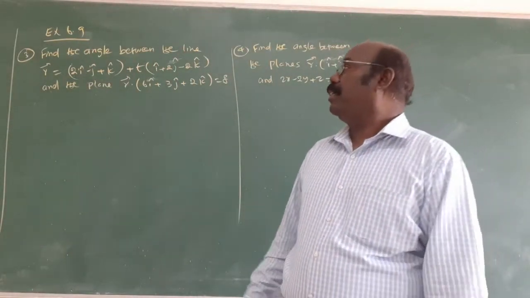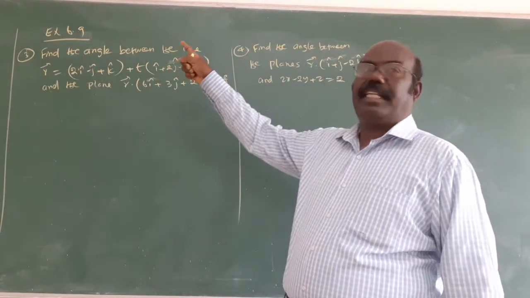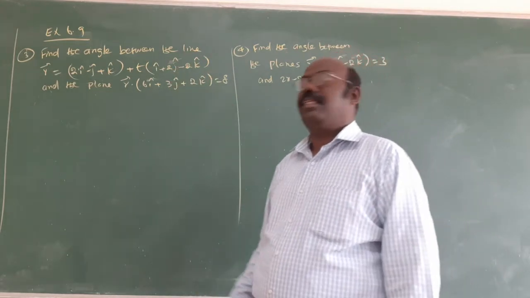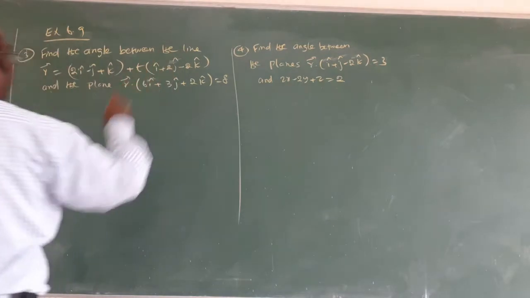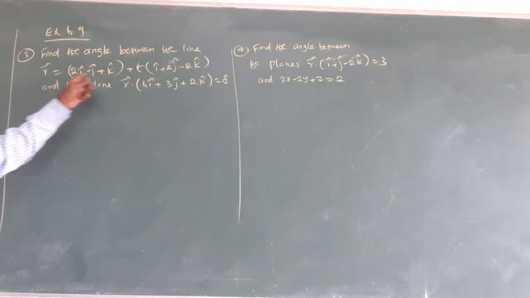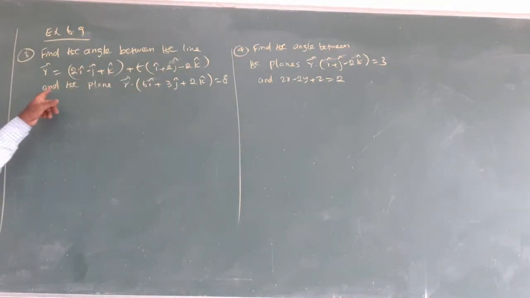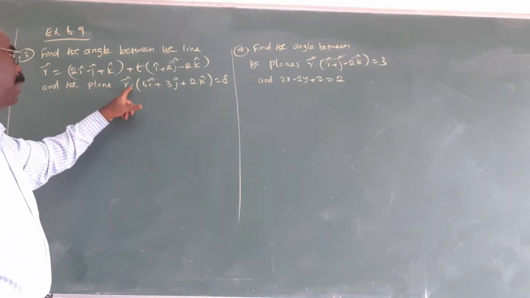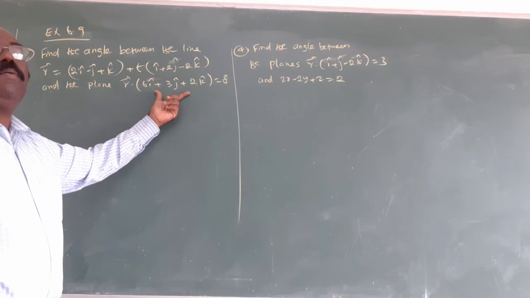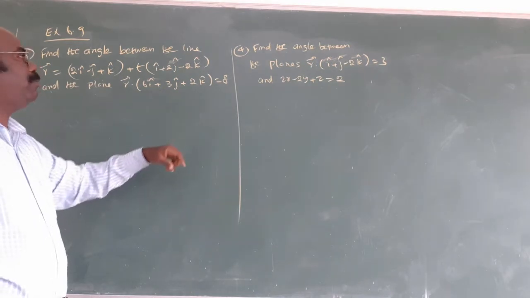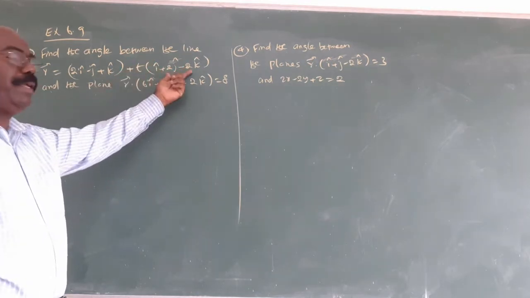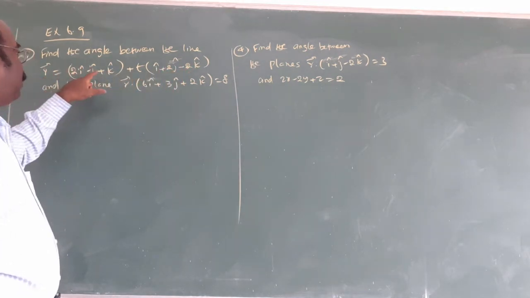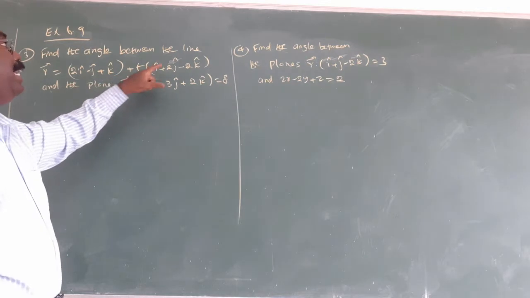Now listen here. Exercise 6.9, question number 3. Find the angle between the line and the plane. This is a line, this is a plane. The plane is R dot N, where N is called the perpendicular vector. The line vector is of the form R vector equal to A vector plus T into B vector.